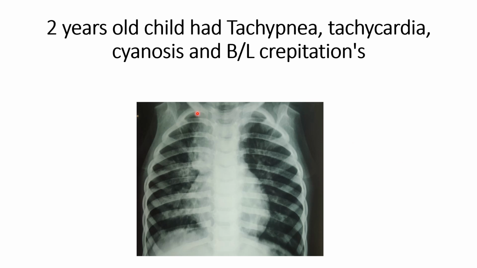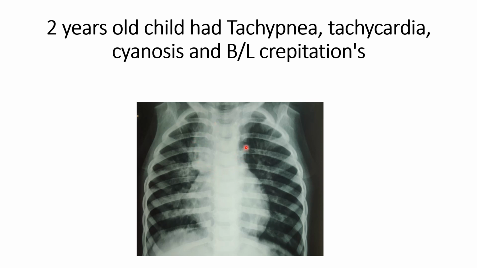Now in this X-ray, the child was 2 years old, had tachypnea, tachycardia, cyanosis and on respiratory examination bilateral crepitations were present. Now see the characteristic contour of the heart. We have to follow all the points in each and every X-ray. I am not going to repeat it in each slide. Now see the contour of the heart.